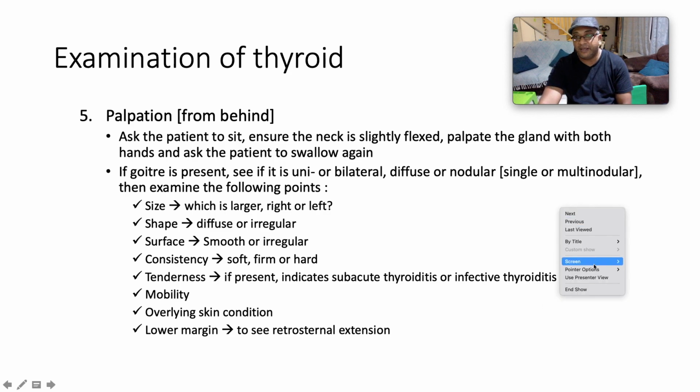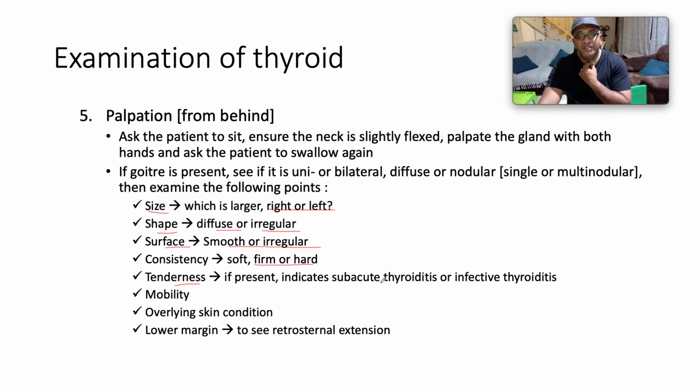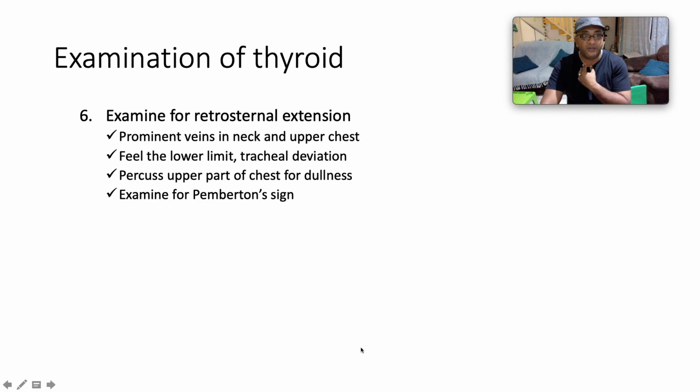Right, let's just get my pointer in there. So you want to check the size. Ask yourself, which is larger? Is it the right lobe or the left lobe? Then the shape: is it diffusely enlarged or is it irregular? The surface: describe it as smooth or irregular. Consistency: is it soft, firm, or hard? Tenderness, if present, indicates subacute thyroiditis or infected thyroiditis. Check if it's mobile, if there are any overlying skin changes, fixity or redness, and check the lower margin to ascertain whether there is indeed retrosternal extension of that goiter.